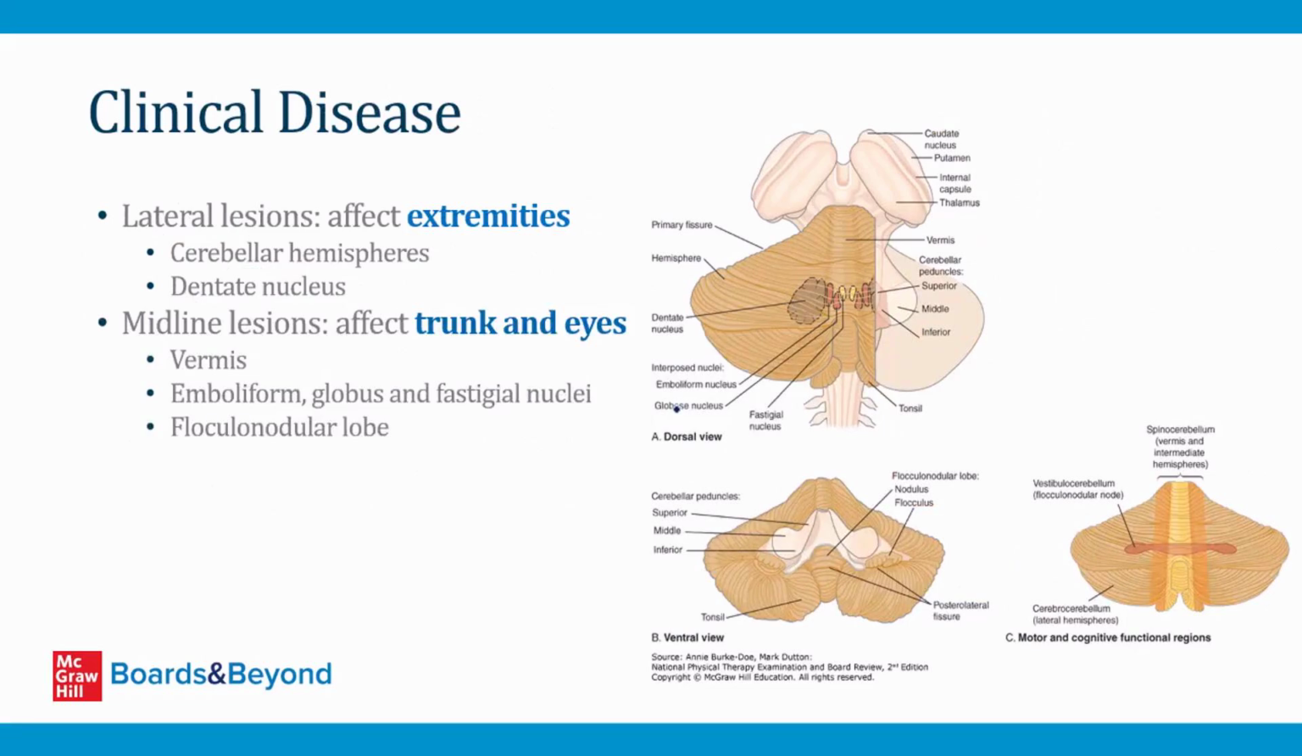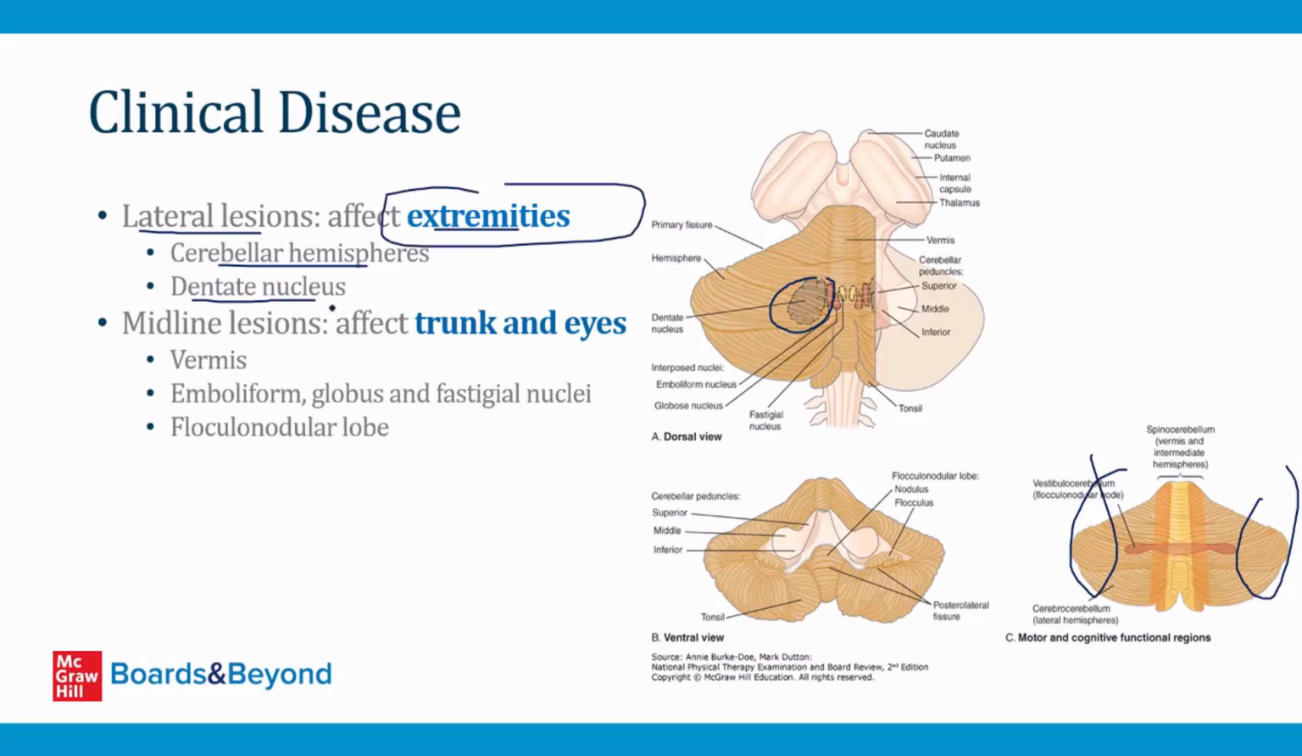Okay, so now we're going to talk about the clinical features of cerebellar disease. First, you need to understand a broad principle. Lateral lesions in the cerebellum tend to affect the extremities, meaning the arms and legs. So lesions of the cerebellar hemispheres, which are the outside regions of the cerebellum, or lesions of the dentate nucleus, which is the most lateral of the deep nuclei, tend to affect the extremities. In contrast, midline lesions of the cerebellum tend to affect the trunk and the eyes.